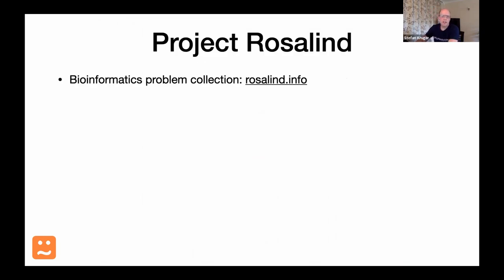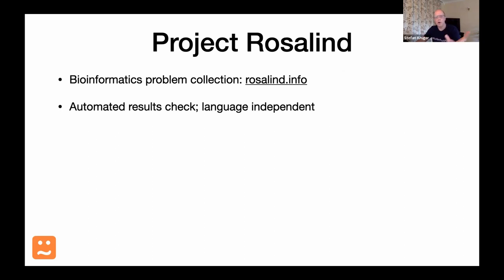You can find it on rosalind.info, and the way it works is that you pick a problem, and some of them are gated a little bit, but you get a randomized data set. You apply your solution in a language of your choice, and then you upload your results, and you get a thumbs up or a thumbs down, like a correctness check.